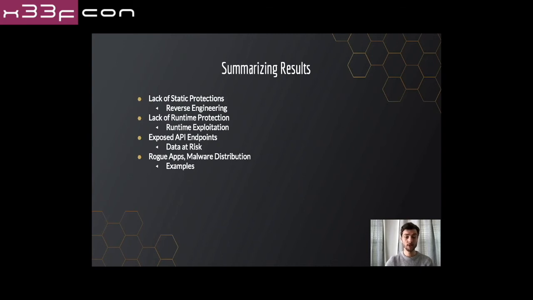So returning to the first two points, the lack of static and dynamic protection is a large concern, which leads to greater issues. String encryption, for example, would be able to very easily encrypt the strings or the API endpoints, very quickly mitigating this risk.